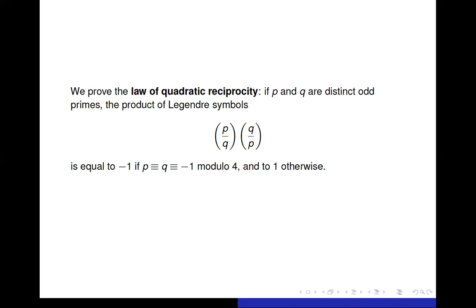In this video, I prove the law of quadratic reciprocity. So I recall what it is. I take two distinct odd primes p and q, and then the product of the Legendre symbols (p/q)(q/p) is -1 if p and q are both congruent to -1 modulo 4, and otherwise the product is 1. This is what I will prove in this video.